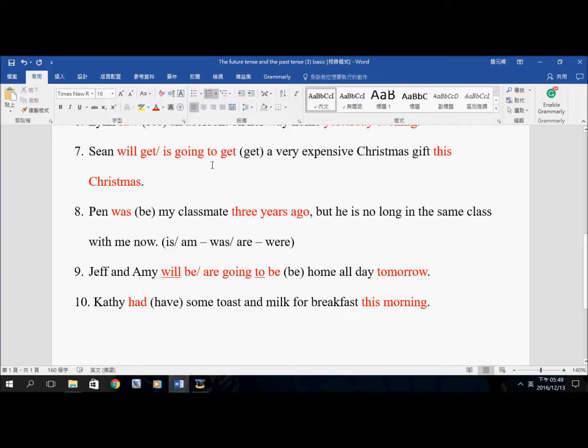So very fairly easy. The way to complete this question is first look for the time marker, which is usually at the end or at the very beginning of a sentence, and then decide what tense you should use. If it's a time marker of the past, it's the past tense. If the time marker is of the future, it's the future tense, and then you change the verb accordingly.